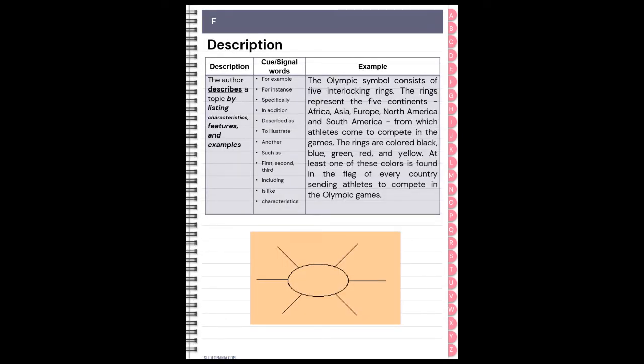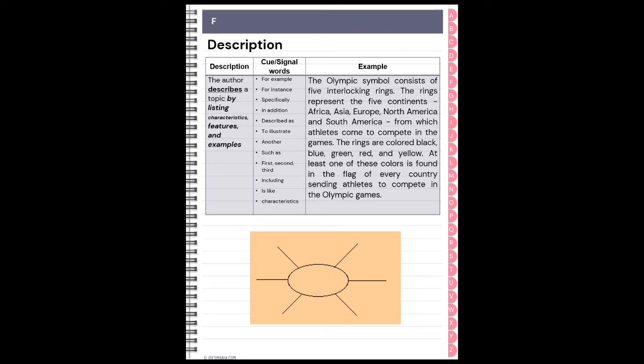Description. Here, the author describes a topic by listing characteristics, features, and examples. The transitional words, the language feature used here, the signal words are, for example, for instance, specifically, in addition, described as, to illustrate, another, such as, first, second, third, including, is like, characteristics.